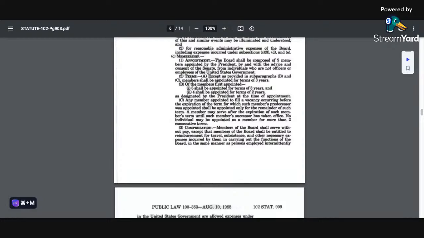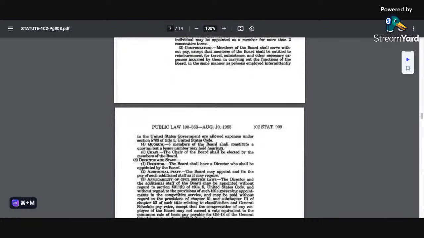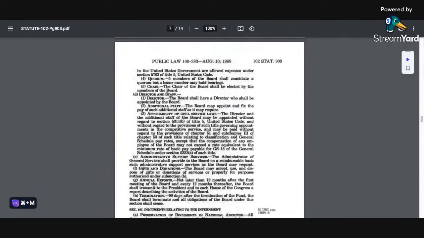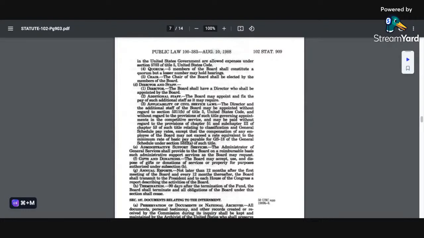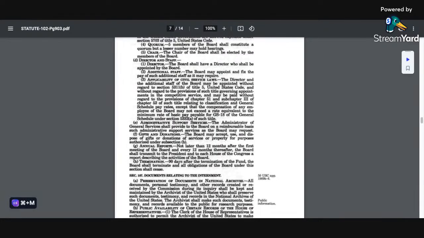3. Compensation. Members of the board shall serve without pay, except that members of the board shall be entitled to reimbursement for travel, subsistence, and other necessary expenses incurred by them in carrying out the functions of the board in the same manner as persons employed intermittently in the United States government are allowed expenses under Section 5703, Title 5, United States Code. 4. Quorum. 5 members of the board shall constitute a quorum, but a lesser number may hold hearings. 5. Chair. The chair of the board shall be elected by the members of the board.